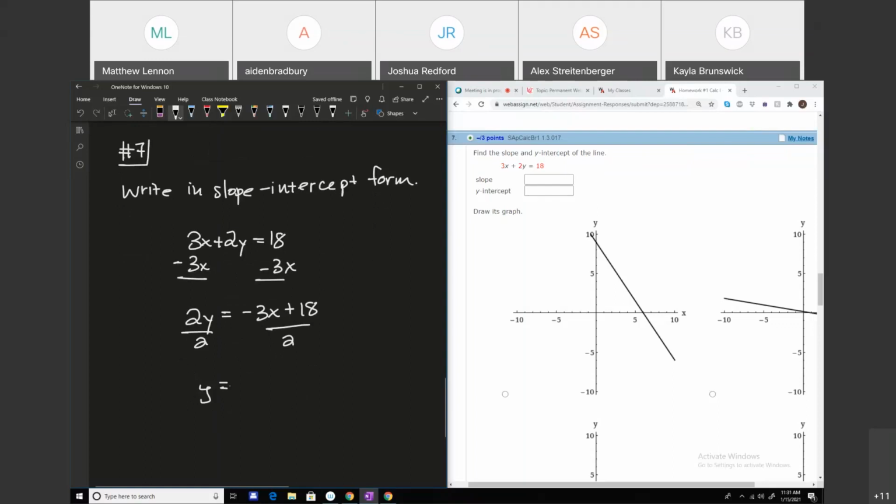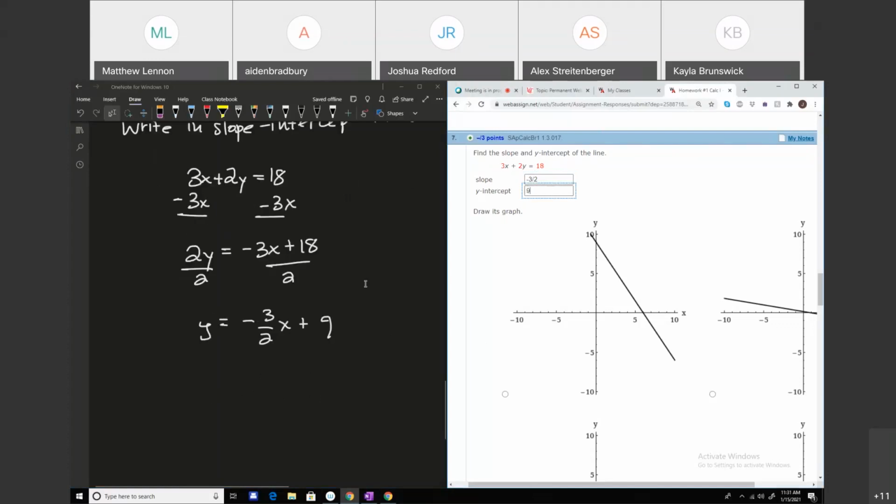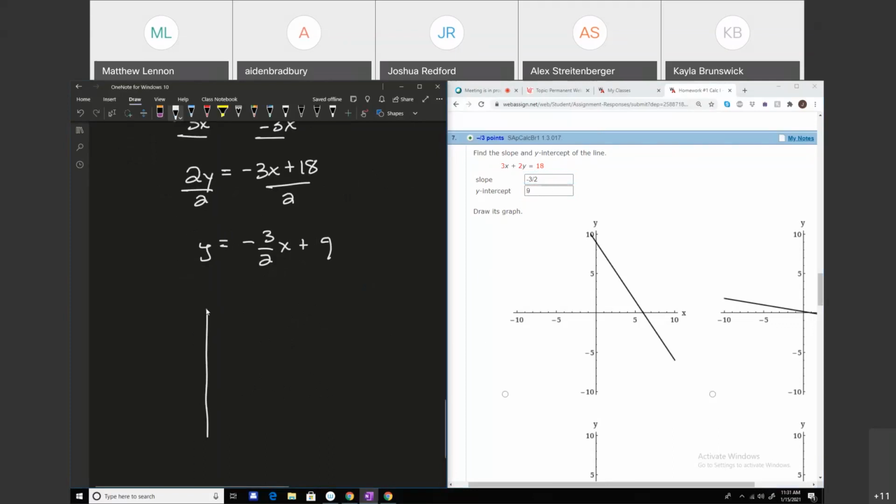On the right-hand side, we don't want to leave it like a big rational expression. Remember, with fractions, one of the nice things you can do is you can split them apart using that common denominator. So I can divide the minus 3x by 2 and then also divide the 18 by 2 to write them as two terms. So I'm just going to leave this as minus 3 over 2 times the x plus 18 over 2, which simplifies to 9. So immediately I can see that my slope is minus 3 over 2 and my y-intercept is 9.